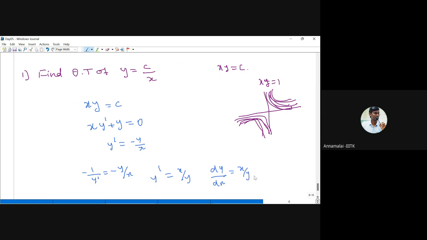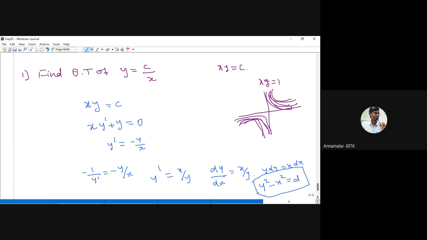Okay, so what we'll get? Again, just cross multiply: y dy equal to x dx. Integrate, we get y square by 2 minus x square by 2 equal to, I can cancel that 2, okay? We get some constant, maybe you can take c2, or some other constant, some d. Now, for different values of d, what is the curve actually?